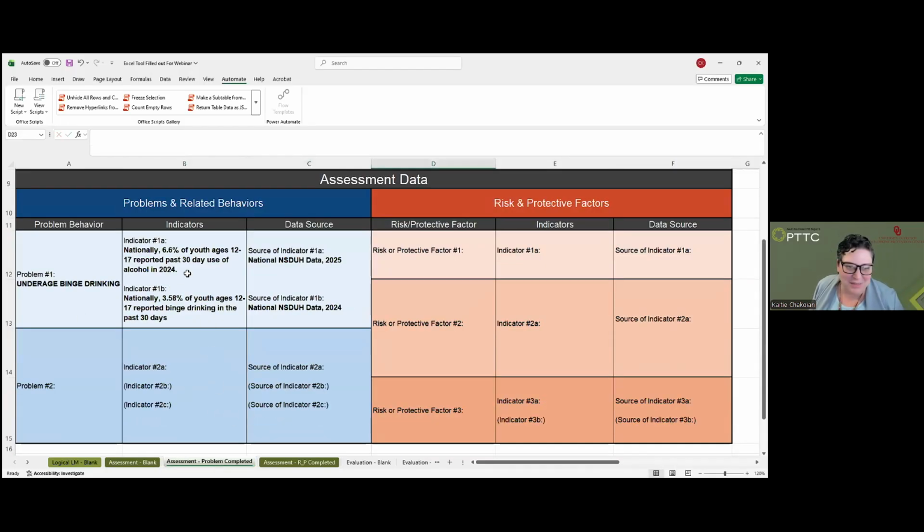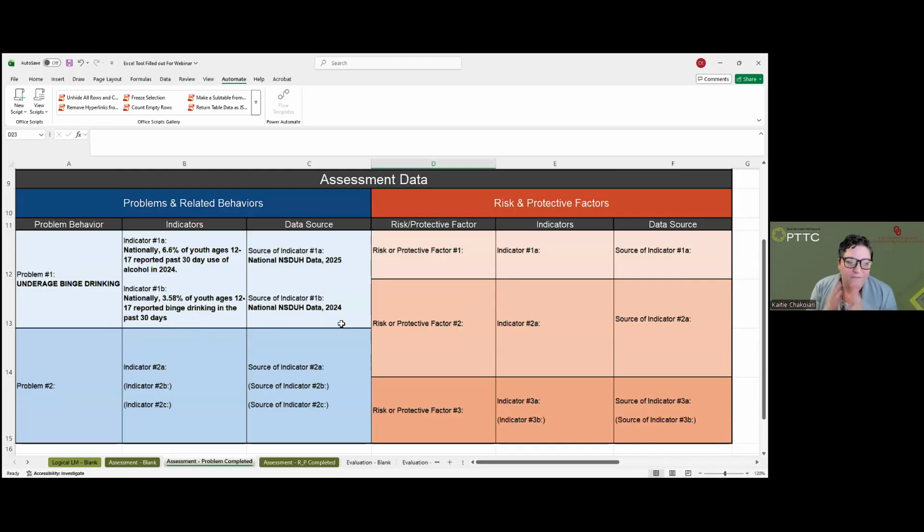So I have the actual statistic here, right? Nationally, 6.6% of youth ages 12 to 17 reported past 30-day use of alcohol in 2024. That's from our national data published in 2025. And then my second indicator is around this binge drinking in the past 30 days. That's from the national NSDUH data from 2024.